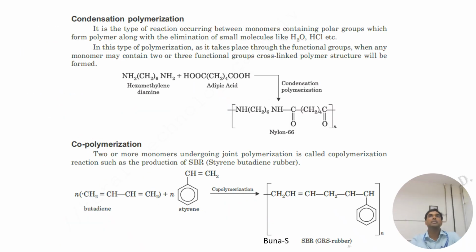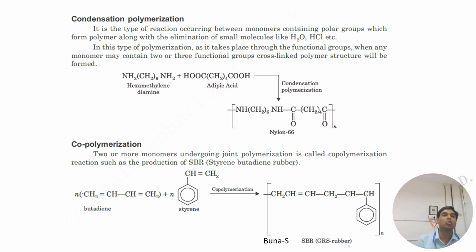Condensation polymerization is comparatively easy. Here you need functional groups from both sides and they interact with each other, and in a typical condensation reaction either water or ammonia comes out. You can see hexamethylene diamine will react with adipic acid to form the condensation polymer. Basically one water is lost.